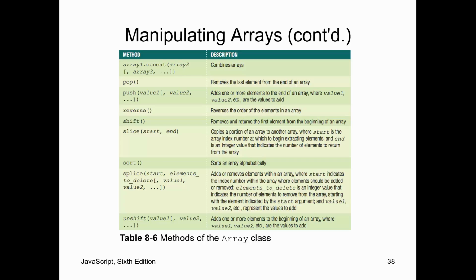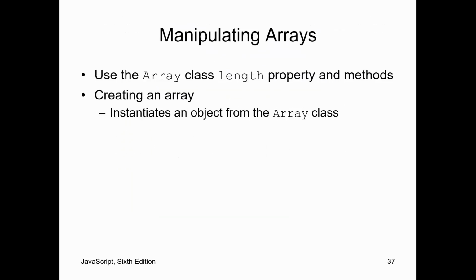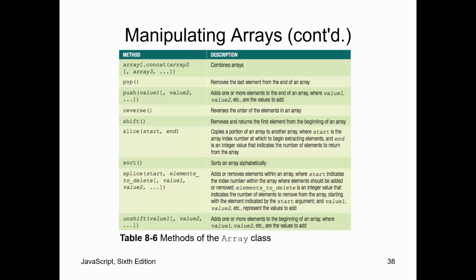All right, I guess we're switching gears now and going on to arrays. Yep, I skipped. So, arrays have a length property. You create an array by instantiating an array object. Here are some of the things you can use with arrays. You can use concat to combine two arrays together. You can use pop to remove the last element from an array. You can use push to add an element to the end of an array. You can use reverse to reverse the order of elements.